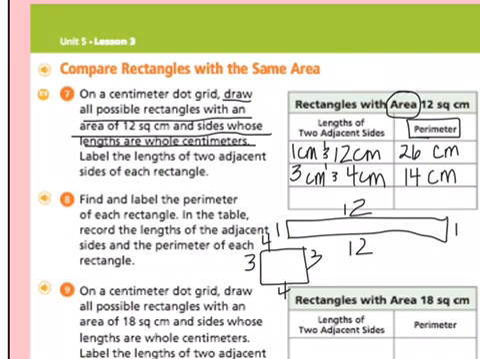I want you to figure out what the third rectangle could be, and if you would please answer that right here. Figure out what that third rectangle would be, where the area is 12, and then you have to figure out the perimeter from there.